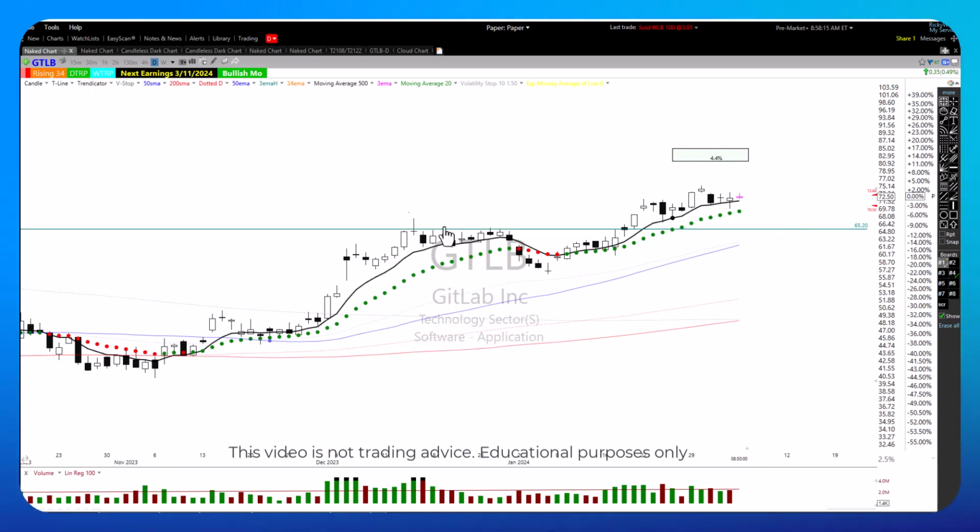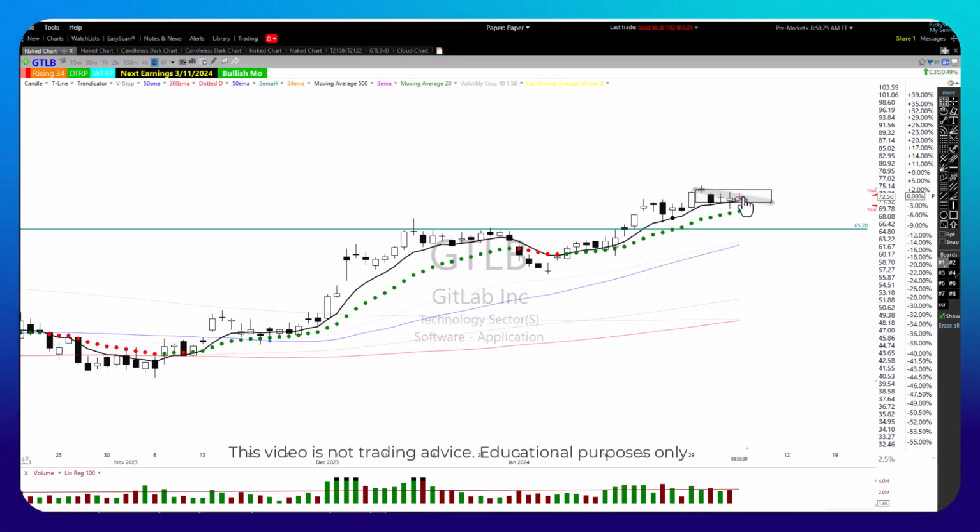There we broke out. See, we broke out, and now we've got this high, low, higher low. Nice little flag running right on the T-line area. There's the buy box area right through there. Beautiful chart. Earnings not till March. What else have we got?